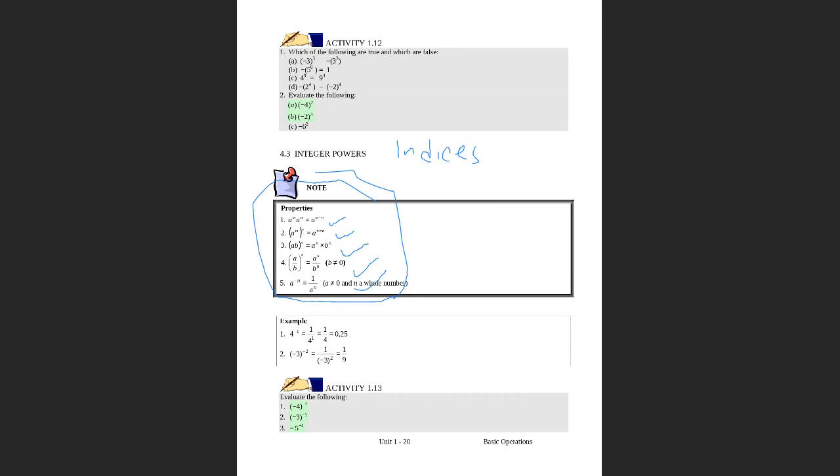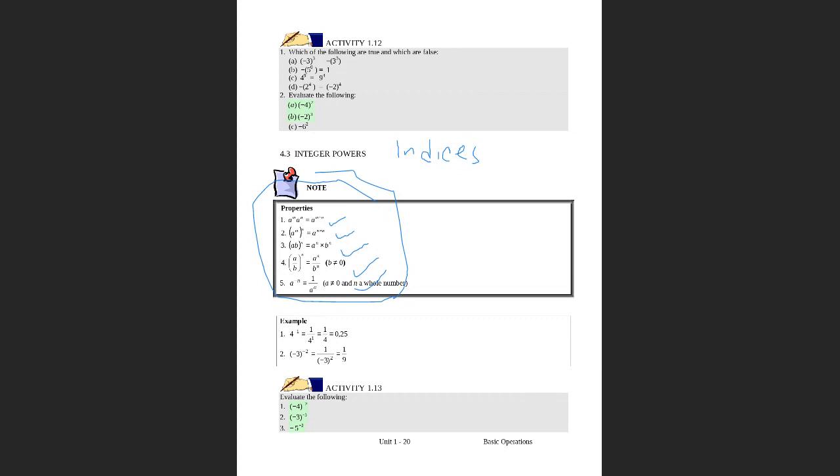I have a question on activity 1.14. Yes, we are going to get there. The first thing is, do you understand these rules clearly?